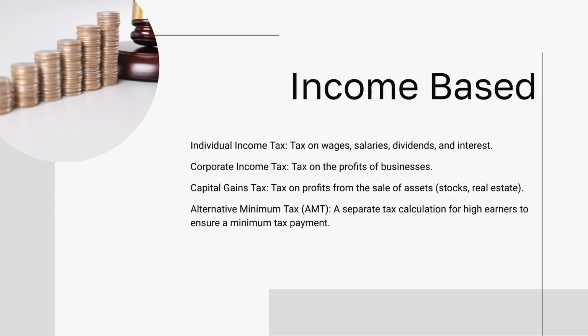The first form of tax is individual income tax. This is the tax that most people are familiar with. It applies to money earned from wages, salaries, dividends, and interest. For Americans, this is the biggest form of tax that they pay. It's also structured in a progressive way, meaning people with higher incomes typically pay a higher percentage of their income in taxes. This system is designed to make taxation more equitable based on the ability to pay.